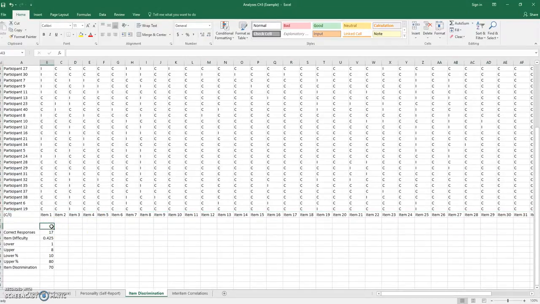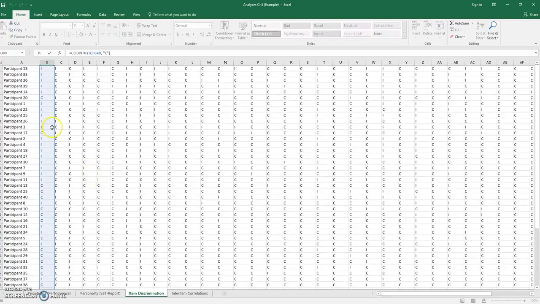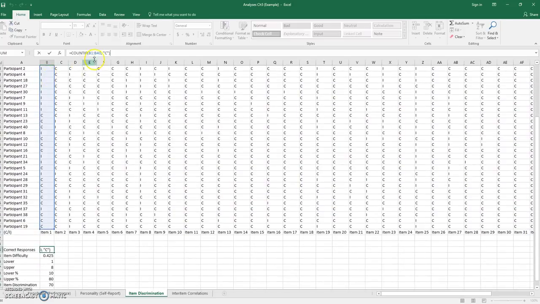Now we're going to take a look at it from the item level. What we were doing before was seeing how well each participant did on the test overall. Now we're switching our focus to something a little bit different: how well all the participants did on individual questions. You can see from the correct responses that 17 people got the first question correct. The way you do that is a very similar COUNTIF function, adding together all the correct answers from question 1, and that's 17.